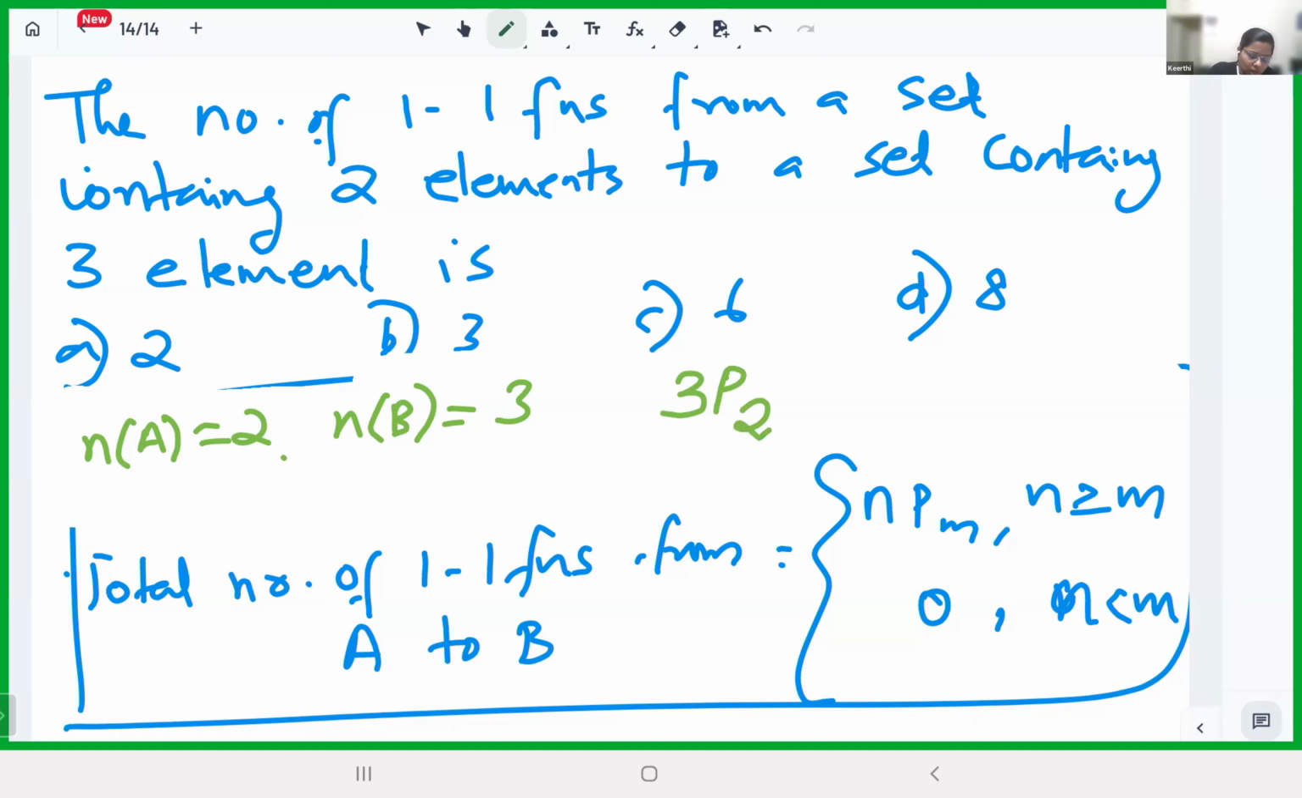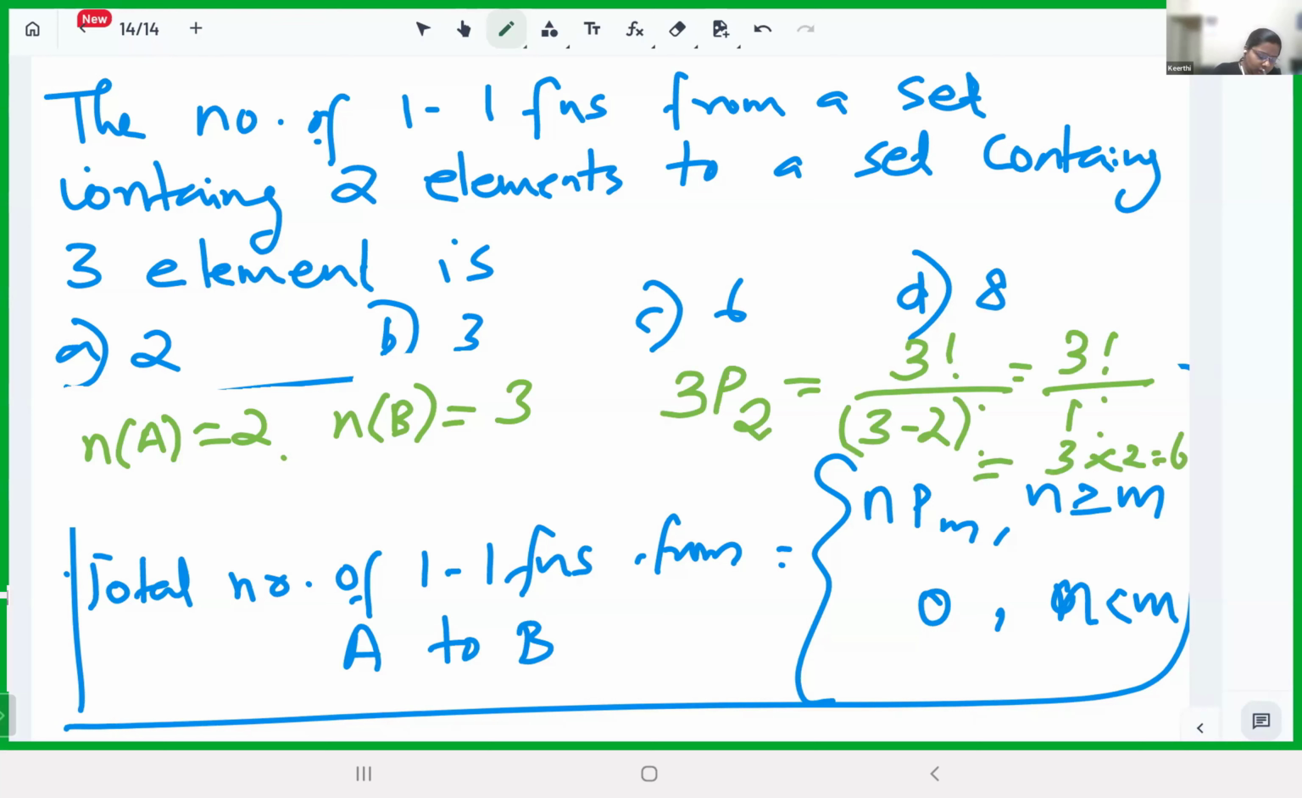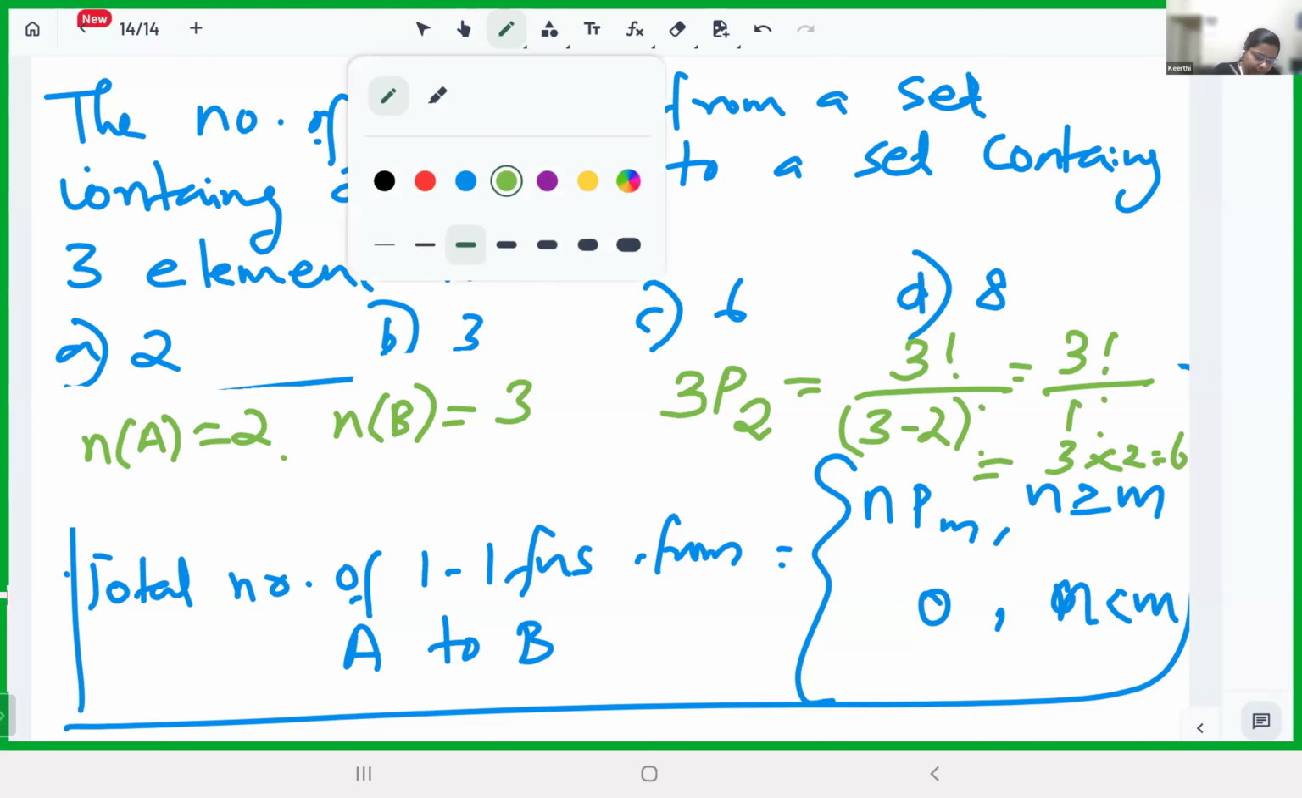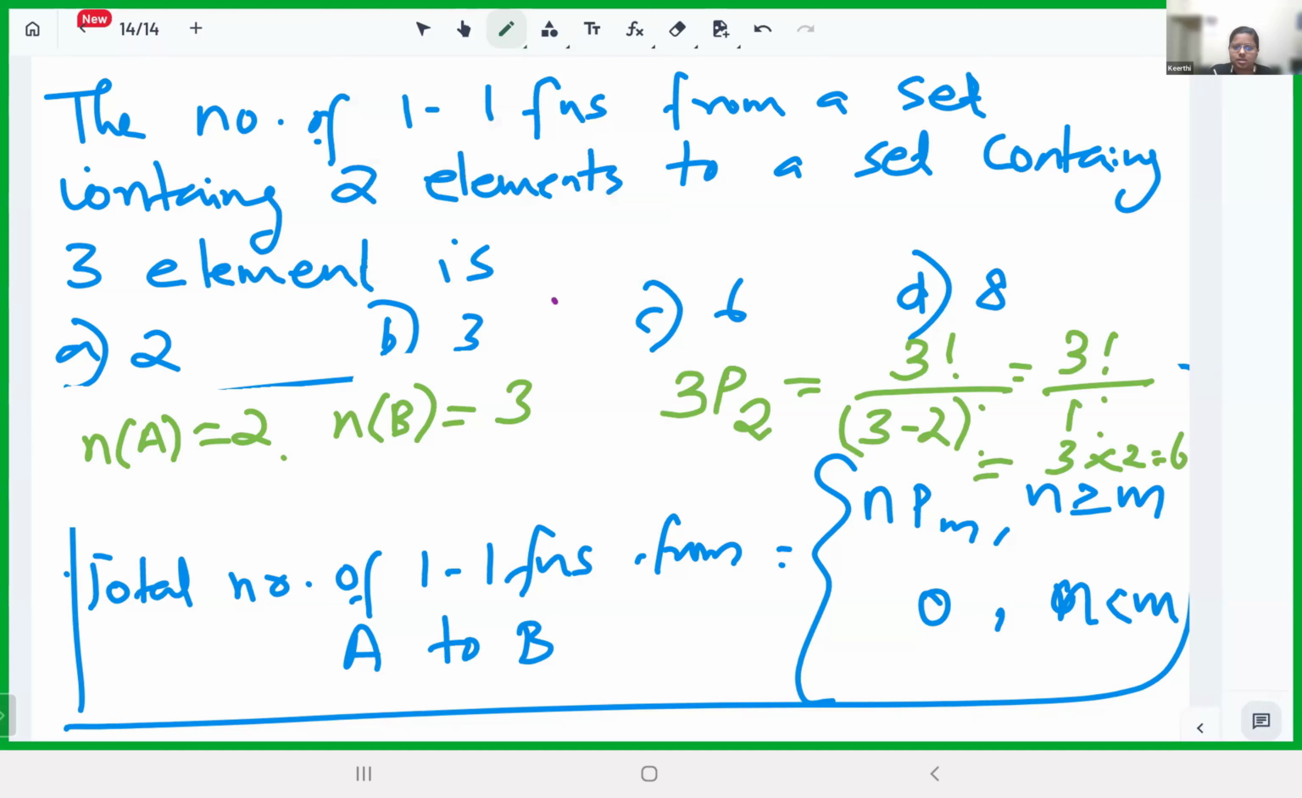What is 3P2? How will you find the value of 3P2? It is 3 factorial by (3 minus 2) factorial. That is nothing but 3 factorial by 1 factorial. So what will be the value? That is nothing but 3 into 2 into 1, which is equal to 6. All right. So how many one-one functions will be there? It is nothing but 6. All right. So what will happen if n is less than m? I'll show it with an example.